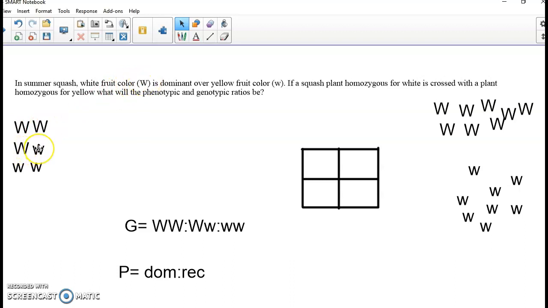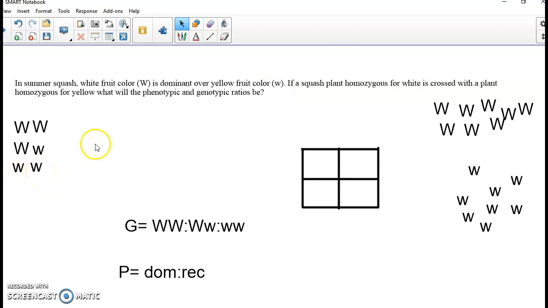I know that big W, little w is also going to give me white because the big W overpowers the little w. That's the law of dominance. If the dominant allele is there, it overpowers the recessive allele. And then the only way you're going to get a yellow plant, if you look here, it says yellow fruit color, little w, is if it's little w, little w.